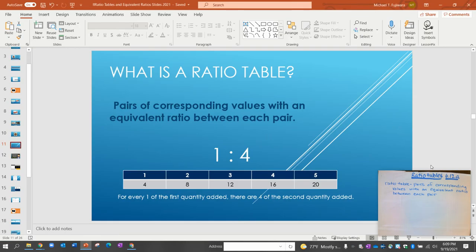So here is a ratio table. It has pairs. So remember that a ratio is comparing two quantities. Here's the ratio 1 to 4. The top row will be one of the quantities. The bottom row will be the other quantity that we're comparing. And these pairs will have an equivalent ratio between each pair.